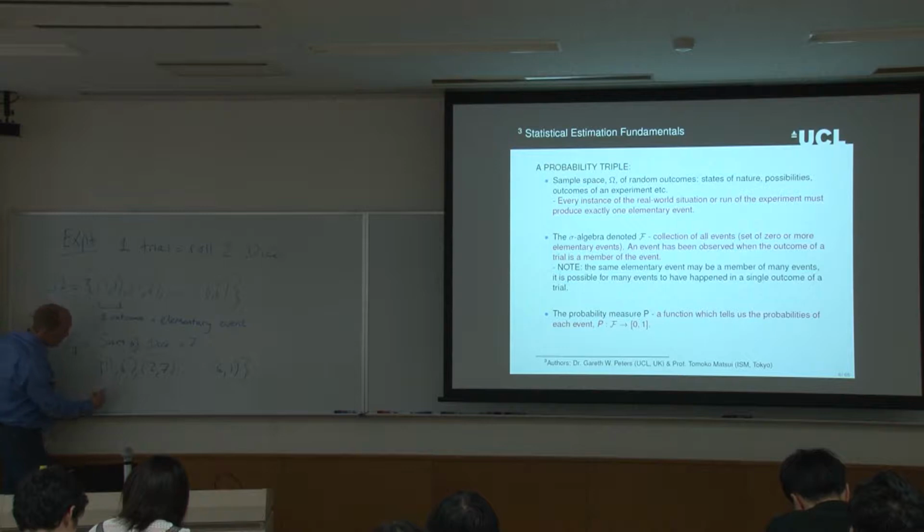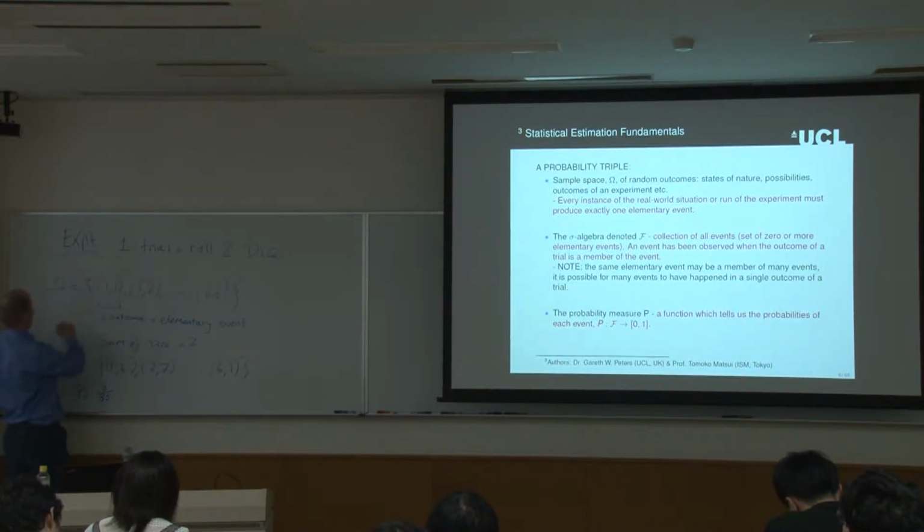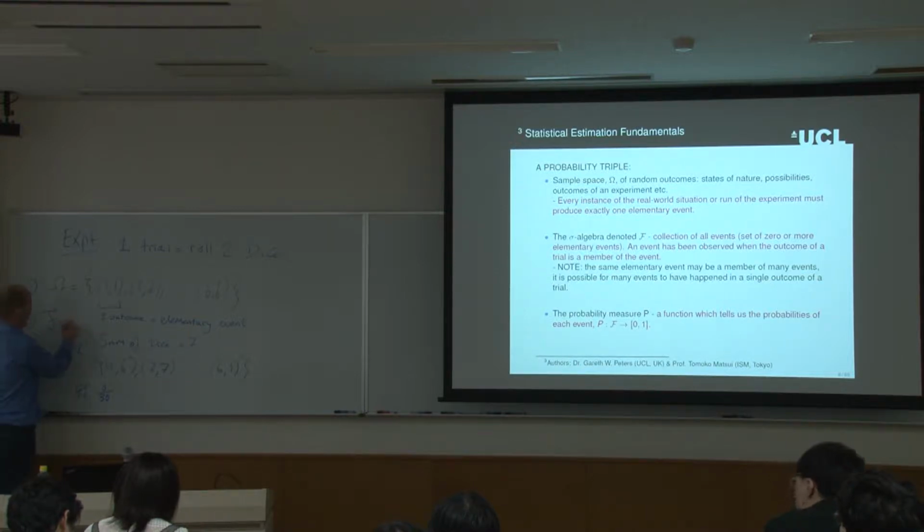There's 36 possible outcomes in omega. So, I mean, it's quite clear to see that our probability, so here's our probability measure, this is 1 in our probability triple. 2 is our sigma algebra, where E1 is just an example.